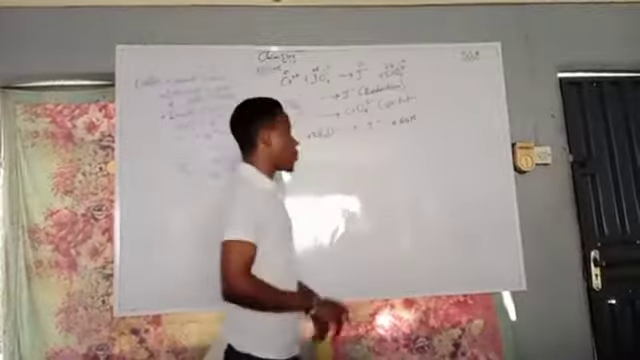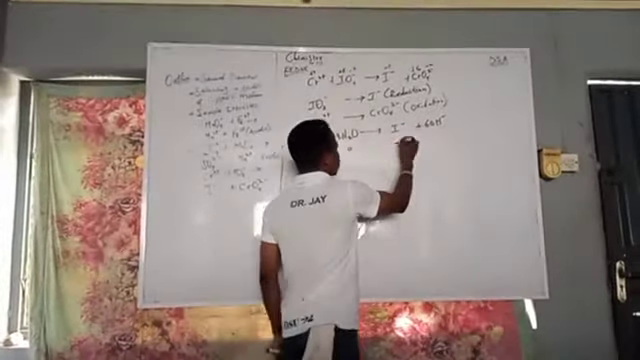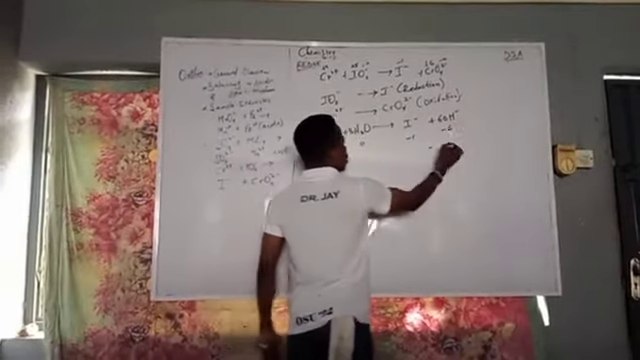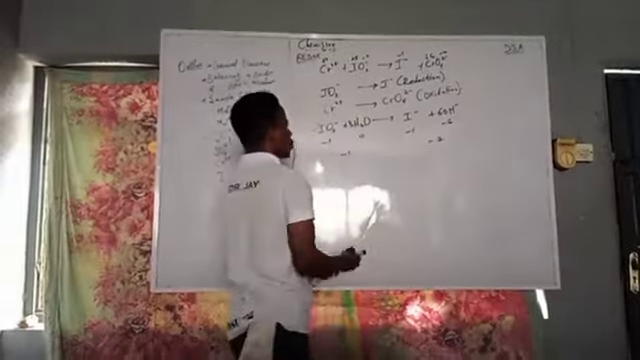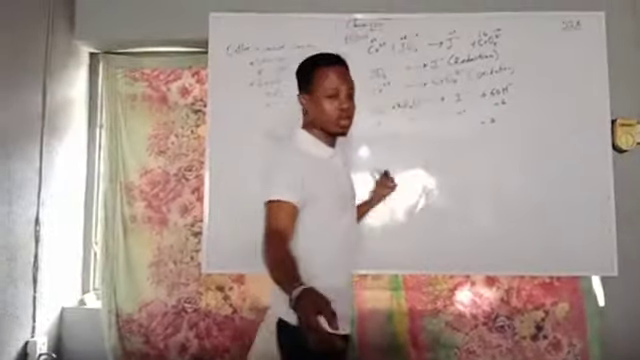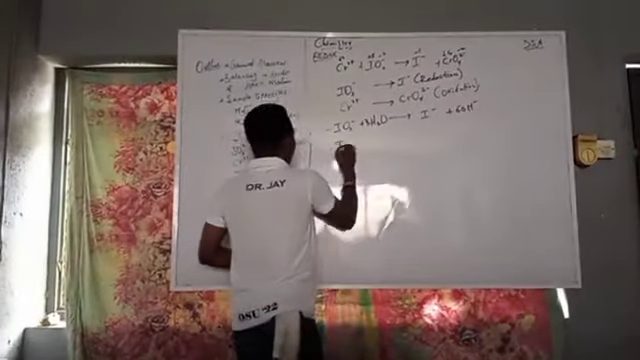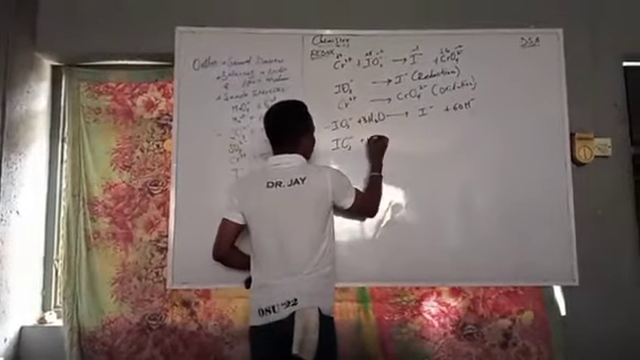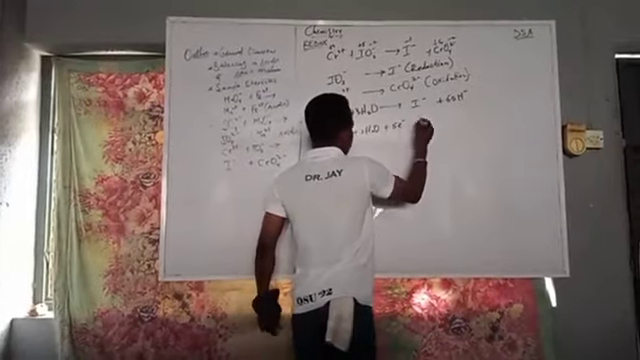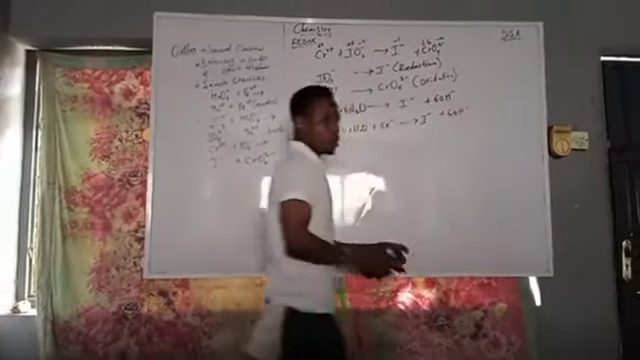So atoms are balanced. So balance the charge electrically. This is -1, this is 0. This is -1, this is -1 and 6, -6. So this is net charge of -1, net charge of -7. So which one is greater? Definitely -1. So you add 6 electrons to this side. So we write it out. That will give us IO3 minus plus 3H2O plus 6 electrons, to give us I minus plus 6OH minus. Right. Okay.